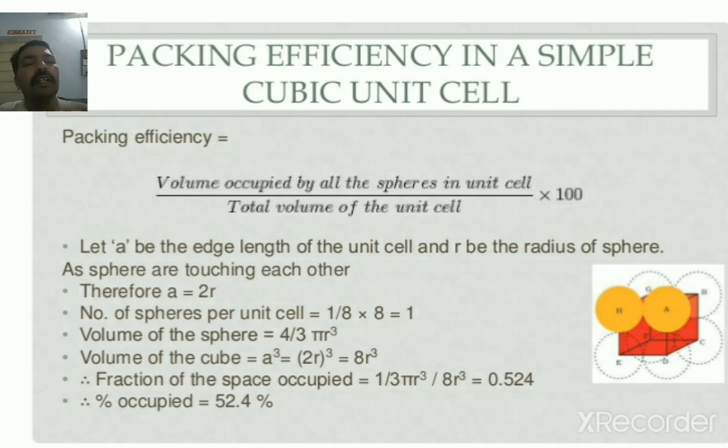we obtain 52.4%. Thus, in FCC arrangement packing efficiency is 74%, in BCC arrangement packing efficiency is 68%, and in the simple cubic unit cell the packing efficiency is 52.4%.